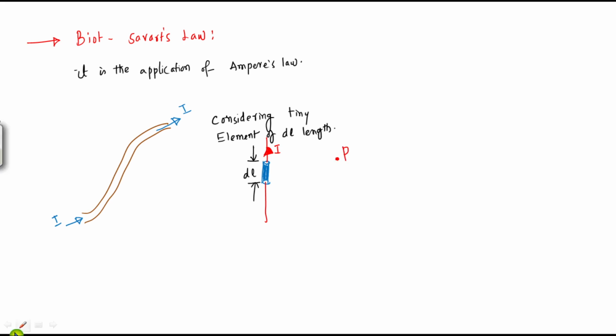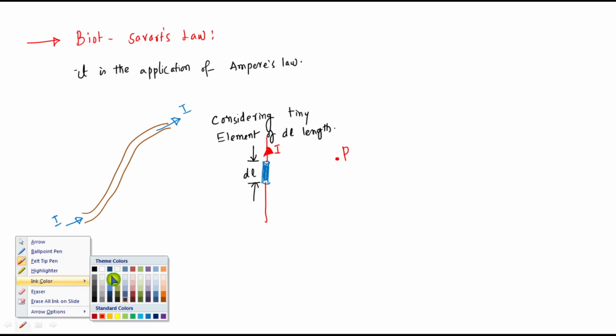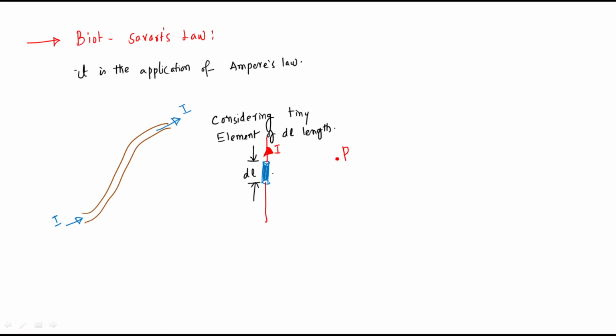This point is present at a distance of r from the tiny element, and it has the direction of r cap. r cap is nothing but the unit vector in the direction of r. Obviously the angle between these two is theta.